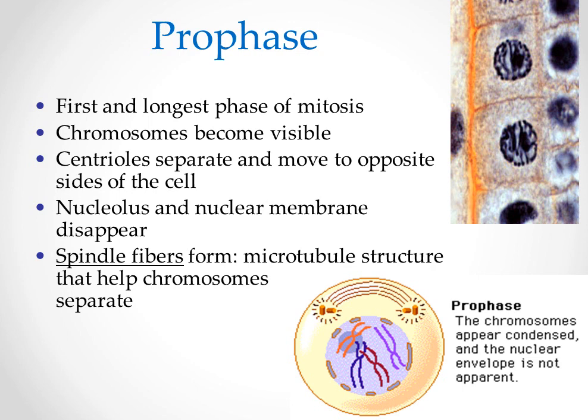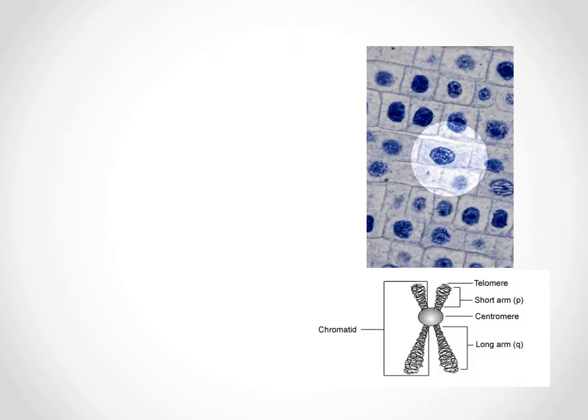Okay, and you see a picture here. So again, main takeaway, you can see the chromosomes, the nuclear envelope is disappearing. Okay, those centrioles are going to move. So that's the takeaway. You want to take away prophase, first phase, longest phase. You can see those X's, the nucleus.